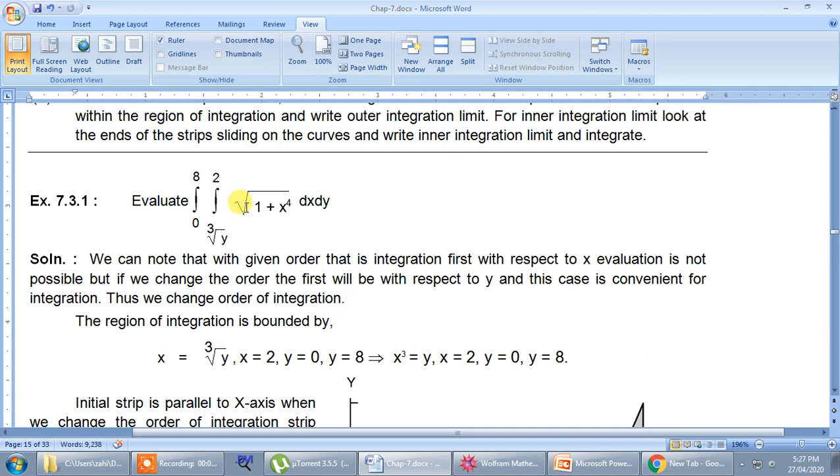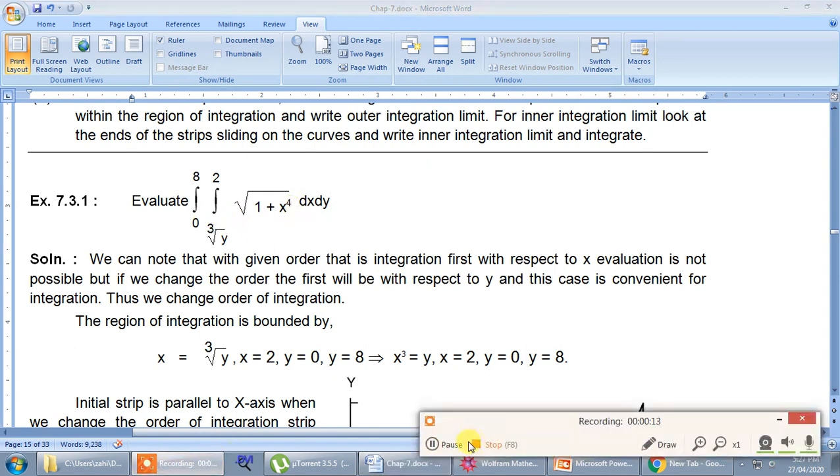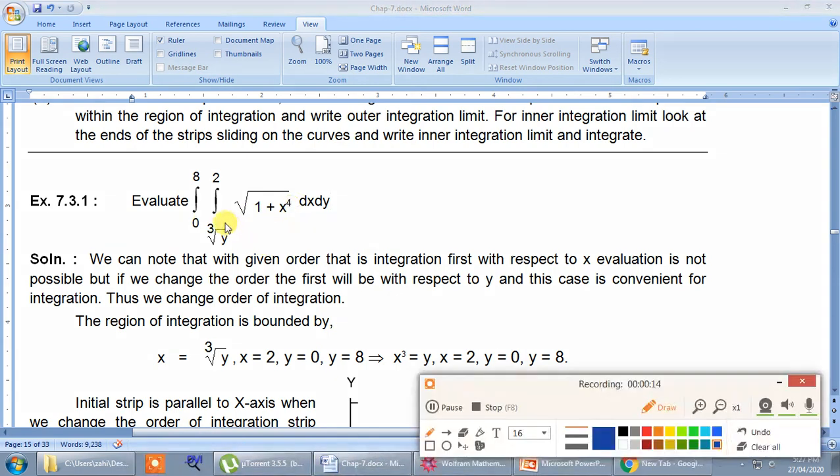So let us evaluate this double integration. If you intend to evaluate this double integration, the very first thing you will do is look at the inner integration limit. Here, the inner integration limit is in terms of y.